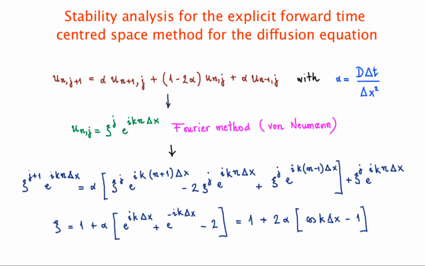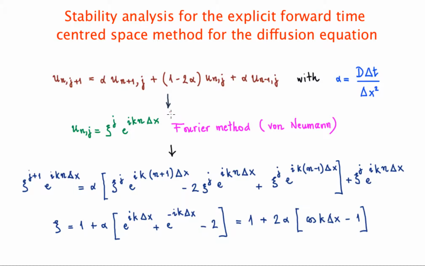Okay, it's time to analyze the stability of this explicit forward time centered space method for the diffusion equation we have just obtained, which is this one. Just remember that the alpha parameter here is d, which is the conductivity times delta t over the square of delta x.